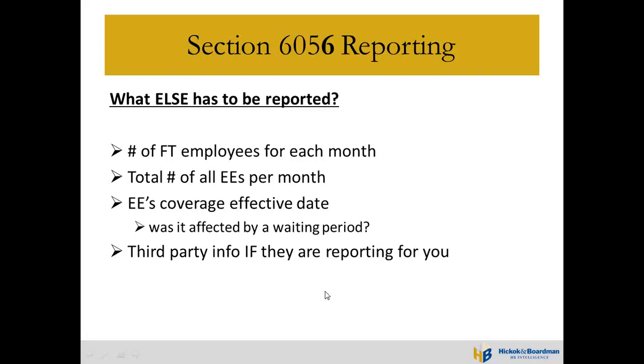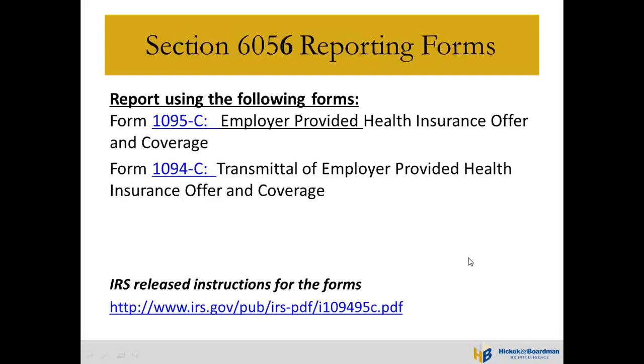And then if there's any third parties that are doing reporting for you on this, you have to provide their information as well. Under Section 6056, you're going to use these forms: 1095-C, which goes to the employees, and 1094-C, which goes to the IRS, the transmittal of that information to the IRS. And again, they have released instructions.